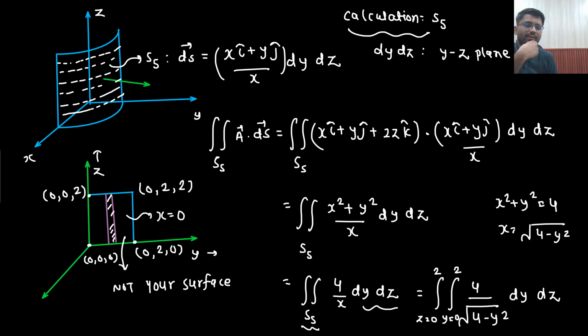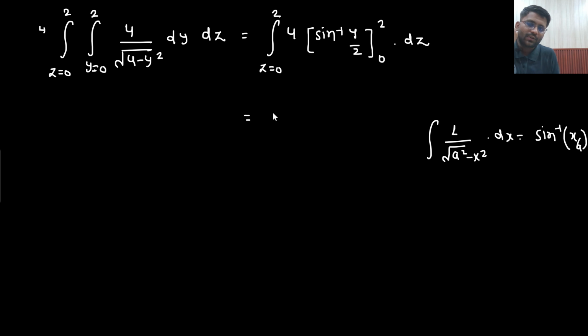Where things went wrong? So 4 sine inverse 1. What is the value of sine inverse 1? Sine inverse 1 is pi by 2. Right? Dot dz with z going from 0 to 2 again. Let me recheck the calculation again.